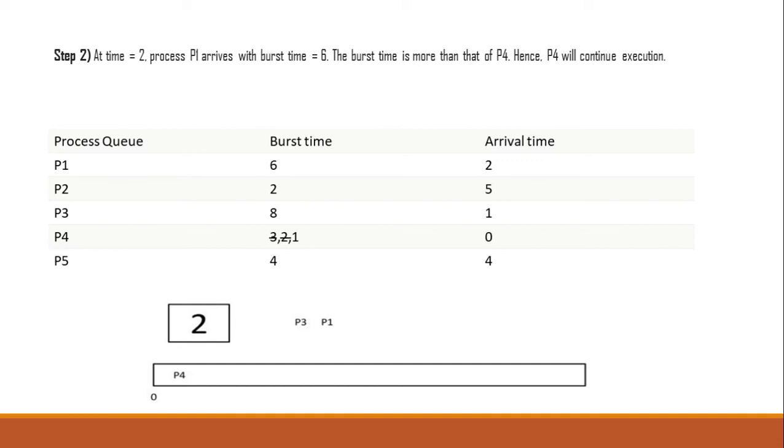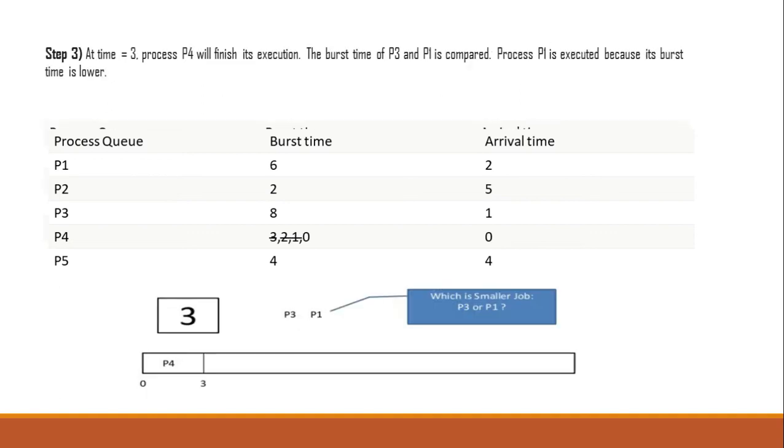At time 2, P1 arrives into the environment. Therefore, the job queue contains three processes: P4, P3 and P1. Here, P4 has the smallest burst time, so P4 runs for another 1 unit of time. P4 is executed for 1 unit of time and its burst time comes to 0. Therefore, P4 is terminated.